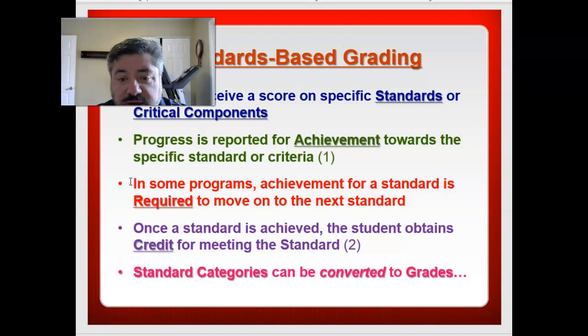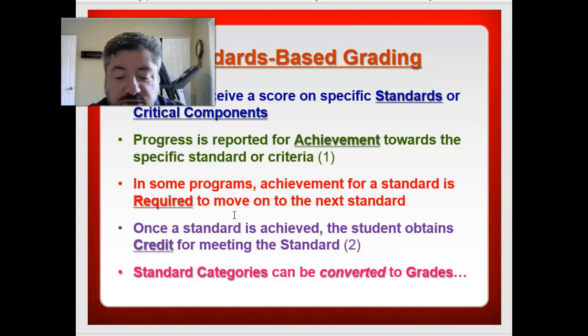This is really in asynchronous, remote type of learning, some online learning. You have to pass a test or reach a certain score before you can open the next unit or module. So that's where we talk about in some programs you need to achieve a certain level in a standard before you can even move on to the next. You'll have to go back and redo that standard. So once that standard is achieved, the student obtains the credit for meeting the standard, right? So if there's 10 points, once they achieve it, they get the 10 points and they can move on, right?